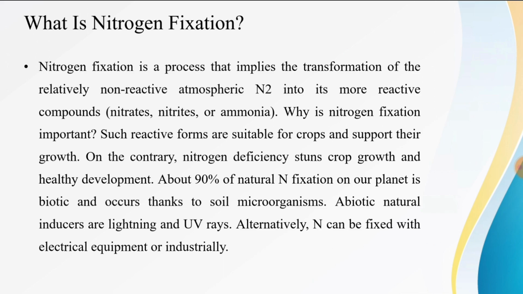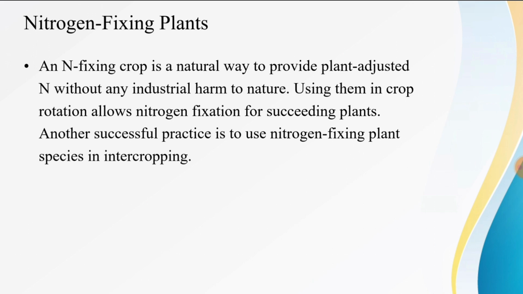About 90% of natural nitrogen fixation on our planet is biotic and occurs thanks to soil microorganisms. Abiotic natural sources are lightning and UV rays. Alternatively, nitrogen can be fixed with electrical equipment or industrial nitrogen fixing plants, and growing nitrogen fixing crops is a natural way to provide plants with nitrogen without any industrial harm to nature. Using them in crop rotations allows nitrogen fixing for succeeding plants. Another successful practice is to use nitrogen fixing plant species in intercropping.